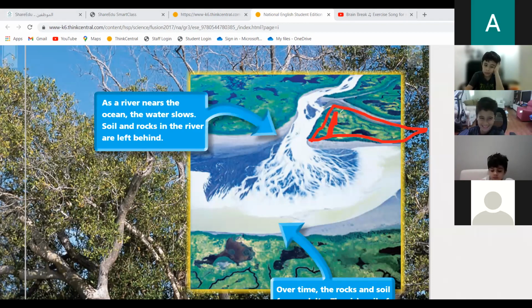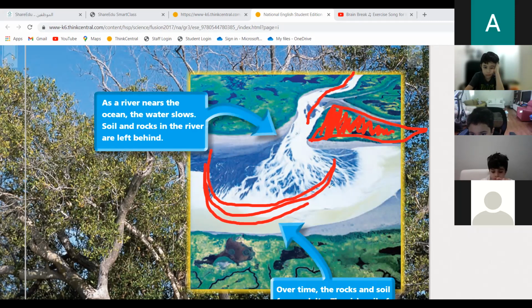When soil is moved over here, when the water erodes, see what I did here? It erodes the soil and moves it to another place, and it will form a new land, and this is what we call a delta. So this is a delta. A delta is when the river flows and meets the ocean. Can you see the ocean down here?